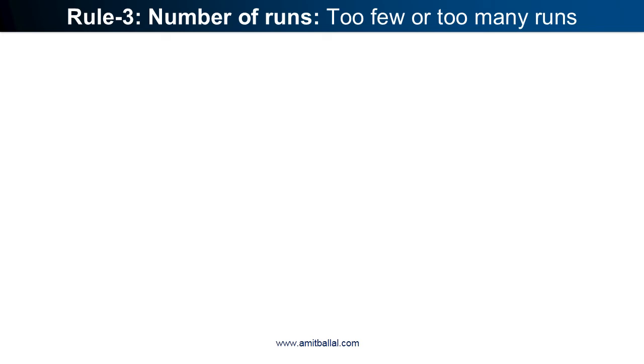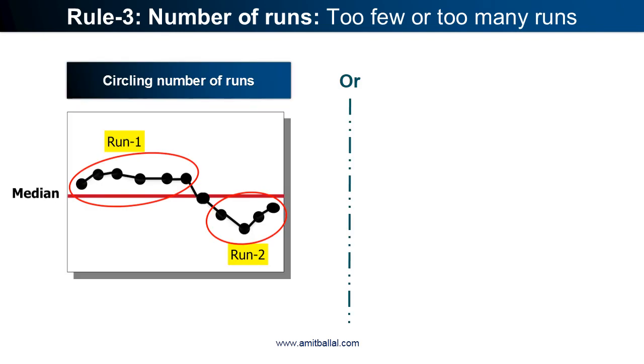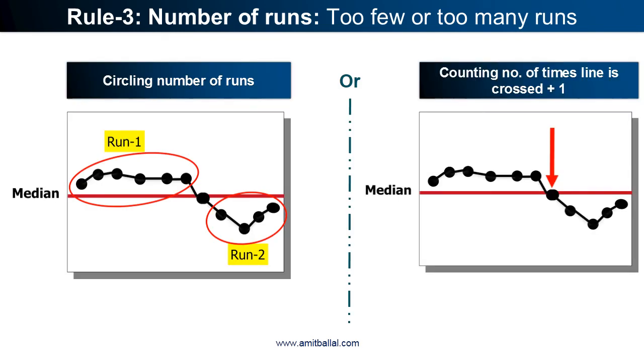Here, runs can be considered as the number of divisions the median line makes of the data. For example, if the data crosses the median line only once, it means now the data or performance is divided in two sections, hence to be considered as 2 runs. Number of runs can be identified in two ways as follows. By circling the number of runs, or by counting number of times the sequence of data points cross the center, that is, median line. Then adding 1 to that number.